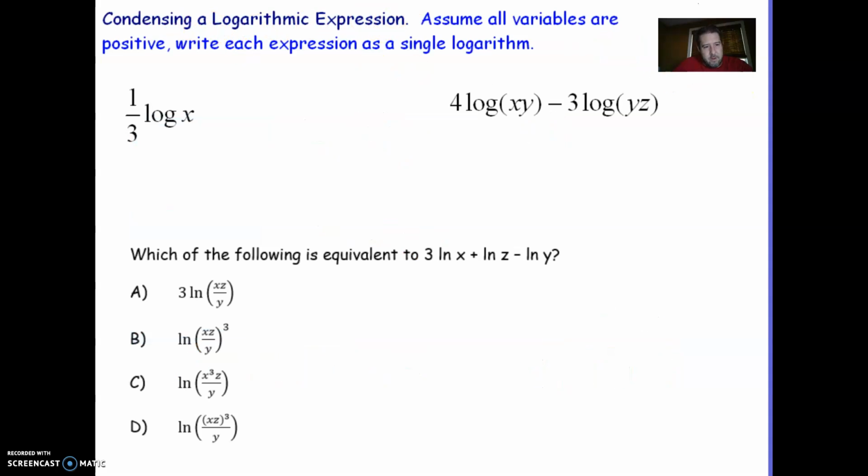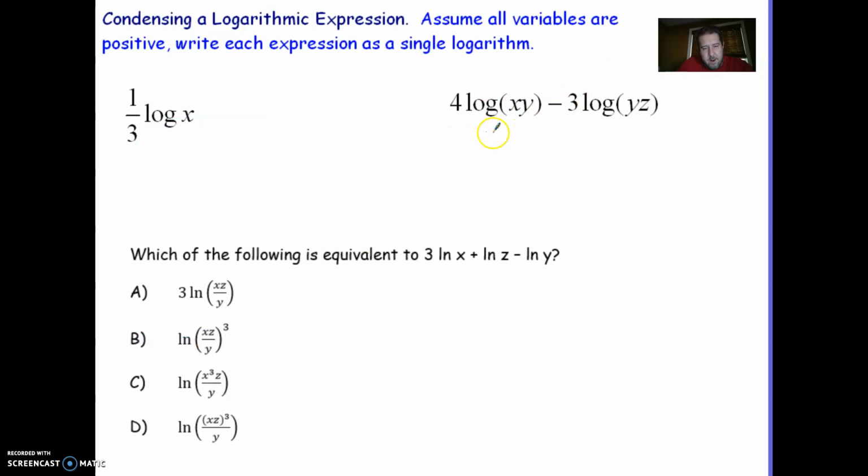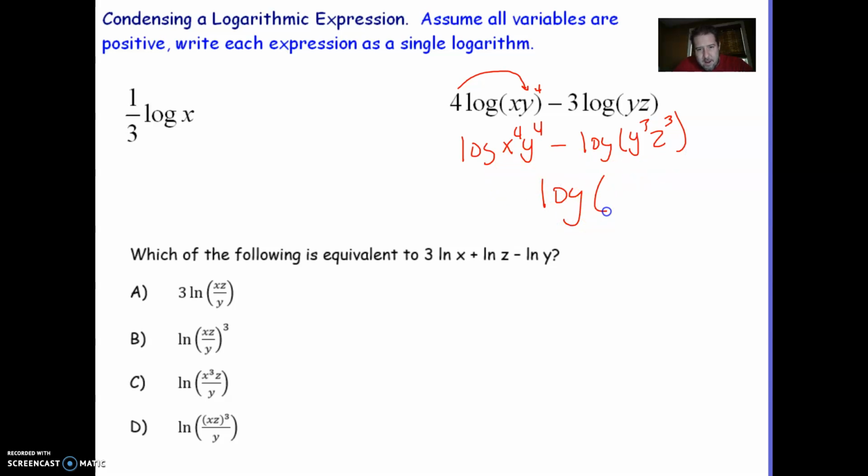All right, condensing a logarithmic expression. All right, so we have this. Let me see, did I miss them? No, I didn't. All right, so this is really log of x to the 4th y. Keep in mind that this has to be raised to the power of the entire thing. Minus log of y cubed z cubed. All right, since it's subtraction, it's division, so it's log base 10 of x to the 4th, y to the 4th over y to the 3rd, z to the 3rd.